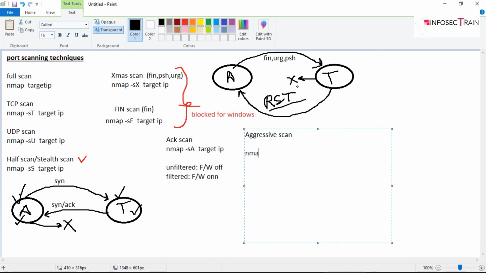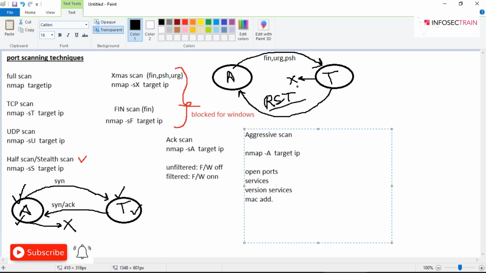The syntax for aggressive scan is nmap space -capital A and target IP. Now, guys, in aggressive scan, you'll be getting the following information. That is, you'll be getting the information about the ports which are open, that is open ports. You'll be getting the information about the services which are running. You'll be getting information about the version of the services. Then we'll be getting the information about the MAC address of the target machine. And then you'll be getting the information about the operating system details. So these are the information that you'll be getting from aggressive scan.